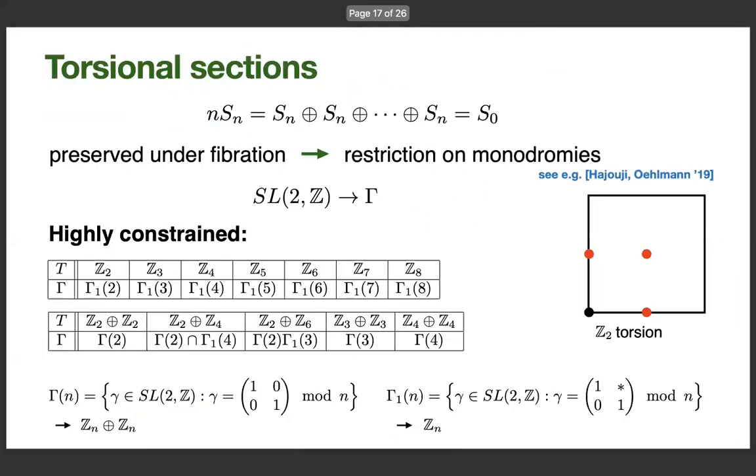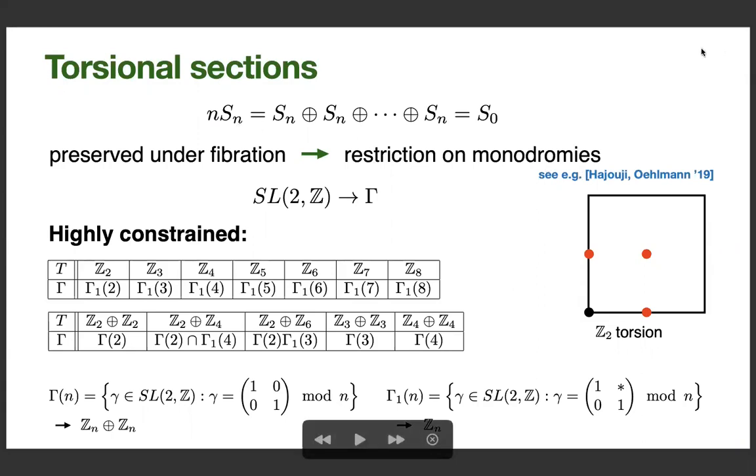Okay, so why is string theory so constraining? Why are these torsional sections so constraining? So what is a torsional section? A section is just a point on the torus fiber in the F-theory compactification that I can add to itself a bunch of times and I end up with a 0 section.